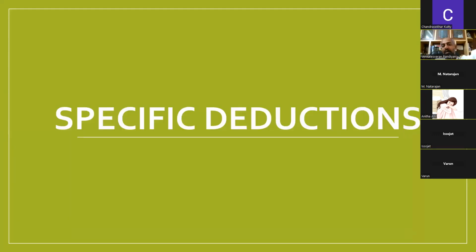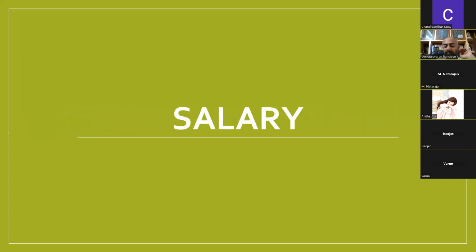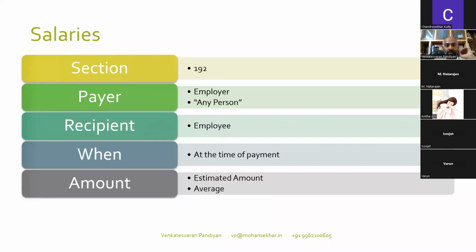Okay, now let's go to specific deductions. The first specific deduction that we are going to talk about in this section will be salaries. So what are the parameters you need to consider when you make payment of salary? First is the section, which as I told you, you need to remember because of the challan: section 192. There will be a code, which will be 92A.